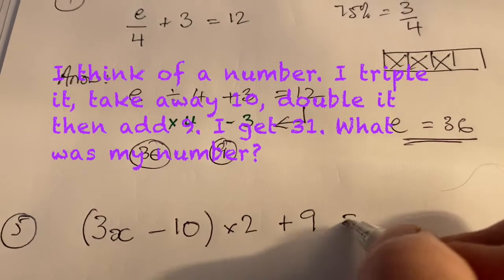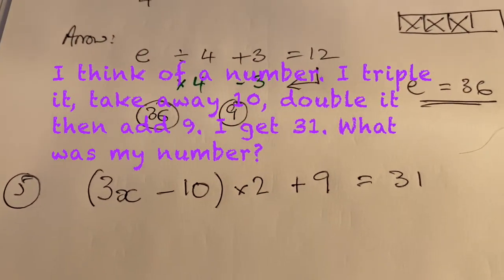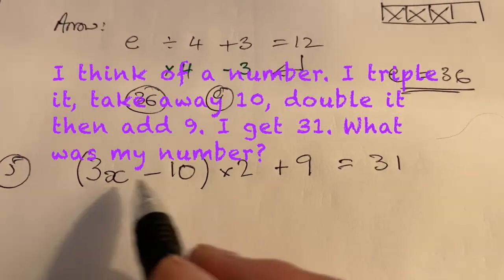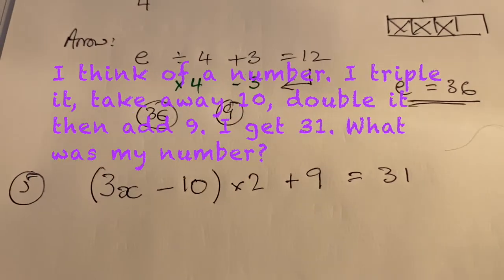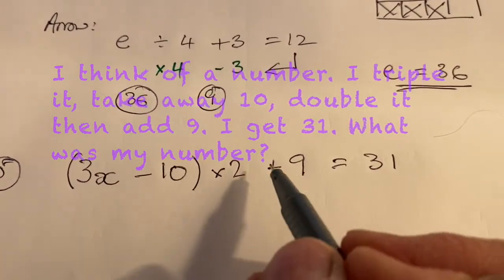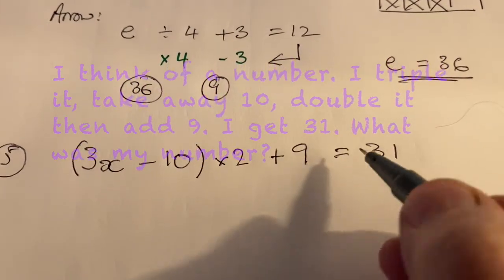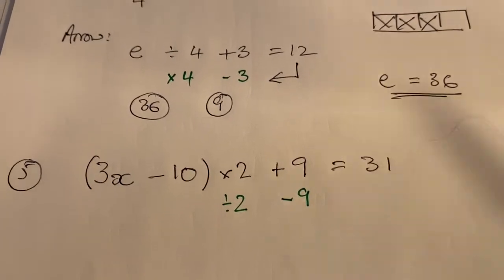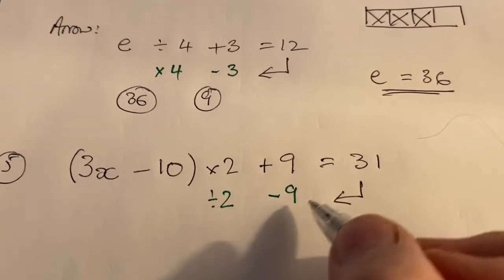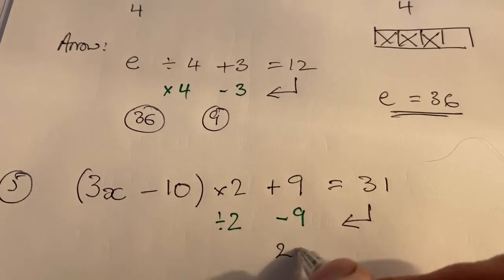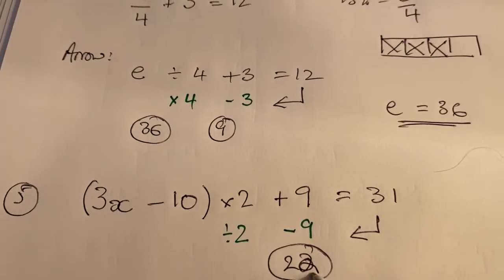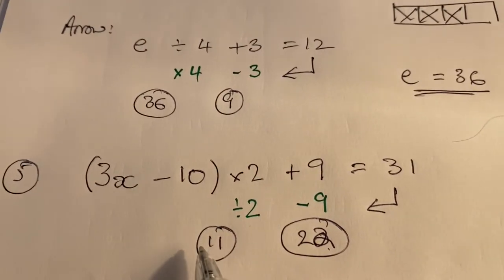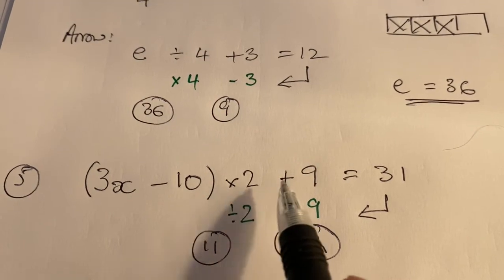I get 31. Right, okay. So I think what I'm going to do is straight away look at this, and I'm just going to go backwards because I think that might work. But I can't get into the bracket yet, so I'll leave that as a bracket, and I'm just going to see what the bracket equals. So I'm going to take away 9, and then divide by 2. So 31 take away 9 is 22. 22 divided by 2 is 11. So I know that this bracket must equal 11. 11 times 2 is 22, plus 9 is 31.